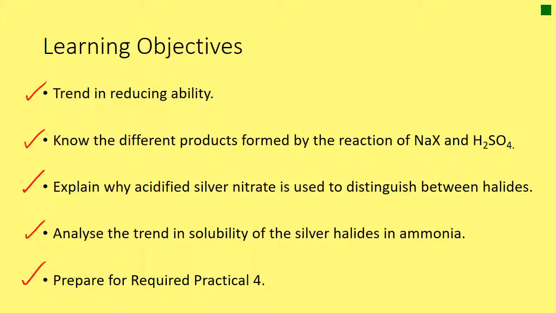So if you remember, the chloride is soluble in dilute ammonia, the bromide is soluble in concentrated ammonia, and the iodide is not soluble even in concentrated ammonia. And lastly, we wanted to prepare for the required practical 4, which we have done because that is the silver nitrate test.